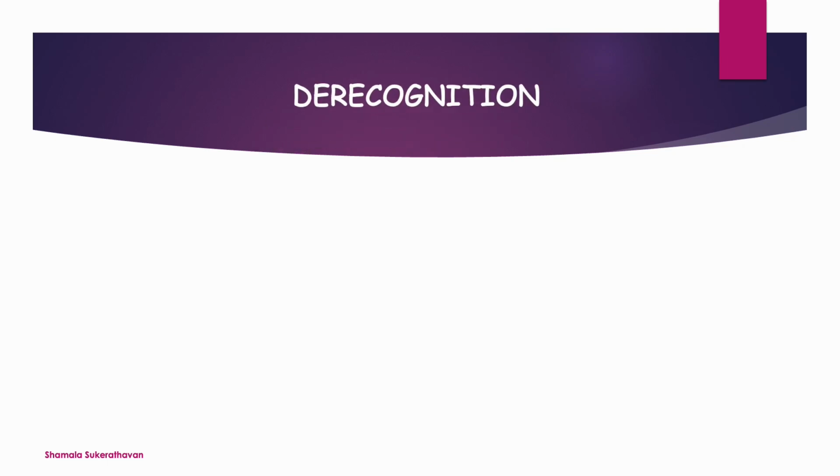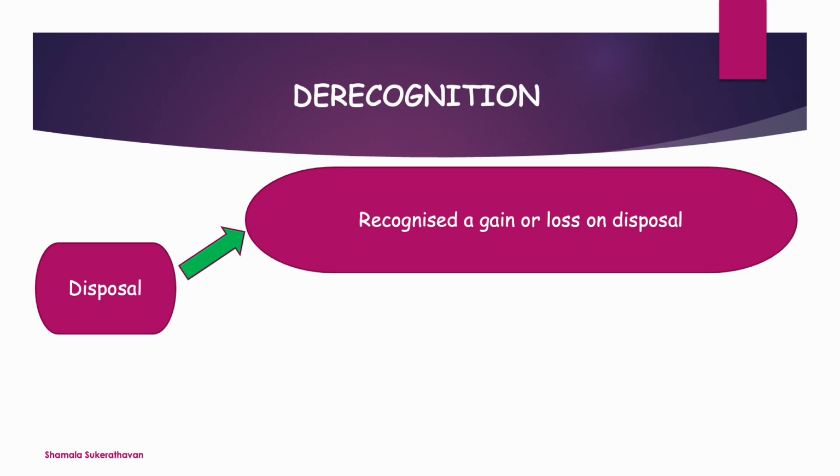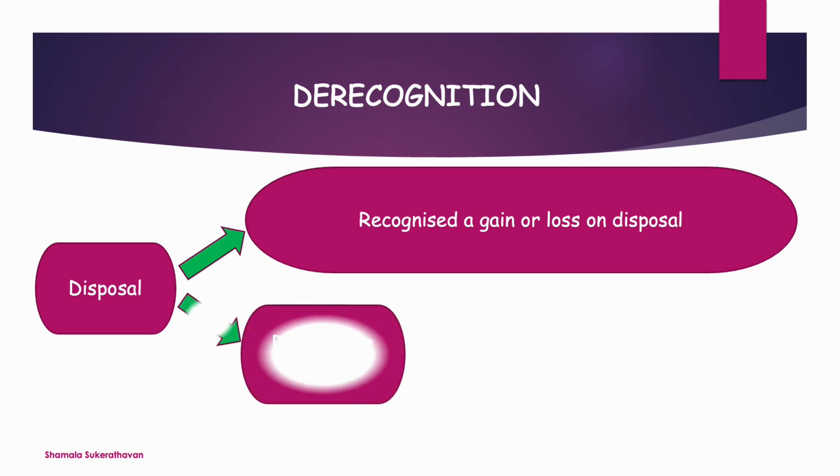An item of PPE should be derecognized on disposal and when the entity has transferred substantially all risks and rewards associated with the item. On derecognition, the difference between the disposal proceeds and the carrying value of the item may result in the recognition of a gain if disposal proceeds exceed carrying value, or a loss if disposal proceeds are less than carrying value. What about any revaluation surplus associated with the item of PPE disposed?